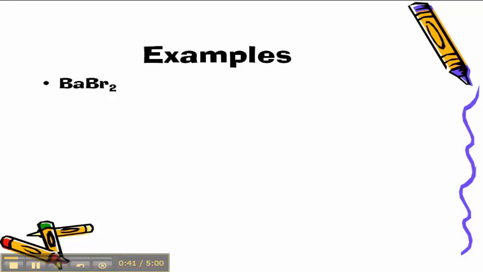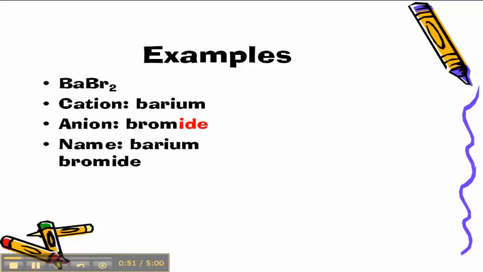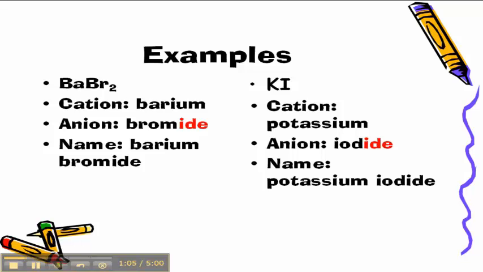BaBr2. All right, our cation is barium. Our anion is bromine, so we change bromine to bromide. So the name of our compound is barium bromide. KI. K is potassium. That's our cation. I is iodine. So we change the ending to iodide, and we get potassium iodide.